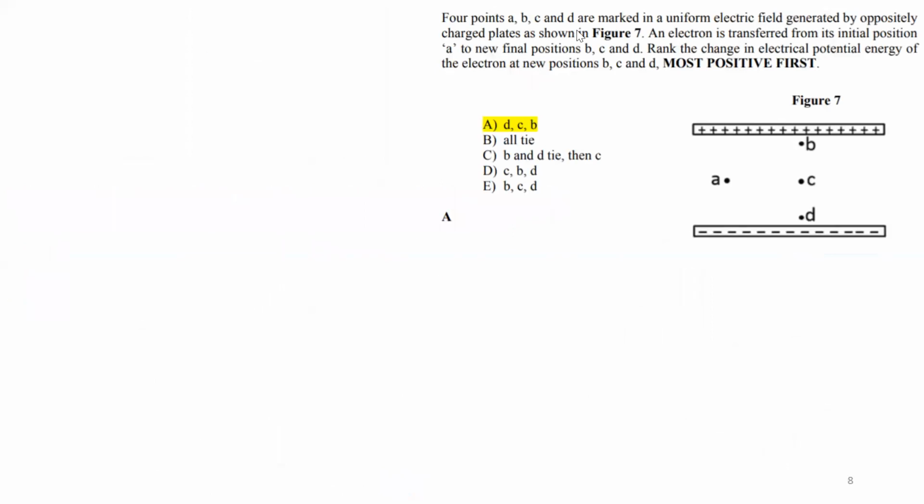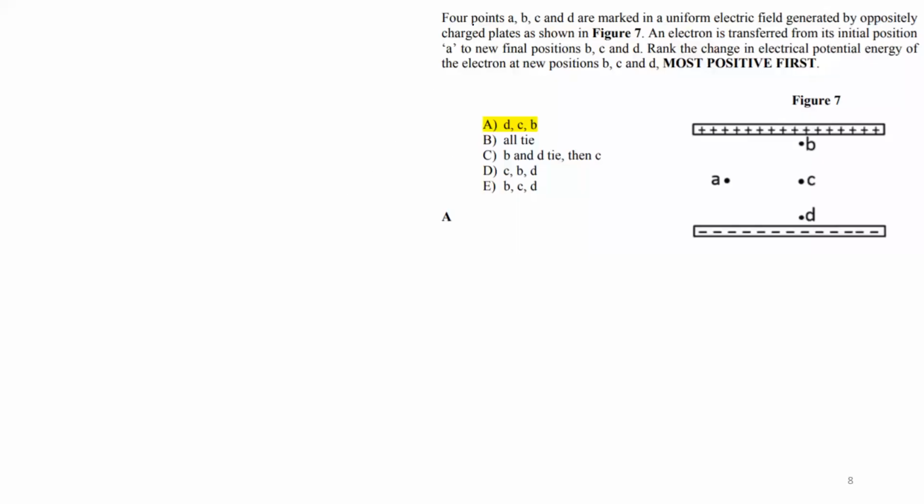Now let's solve this problem here, which is very important. So the problem reads, we have 4 points A, B, C, and D that are marked in a uniform electric field generated by oppositely charged plates as shown in this figure 7. An electron, negatively charged, minus E, is transferred from its initial position A. So my initial position here is A. And it's transferred to my new final positions B, C, and D. So B is final number 1, C is final number 2, D is final number 3.